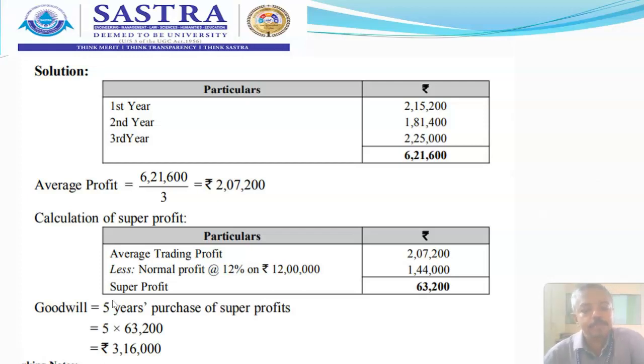That 12% you need to use as the normal rate of return and multiply with the capital employed to get the normal profit. The excess of average trading profit over and above the normal profit, we call this super profit. And then use that super profit, multiply with the number of years of purchase, and we get exactly the value of goodwill. That is rupees 3,16,000, what I have shown you now.